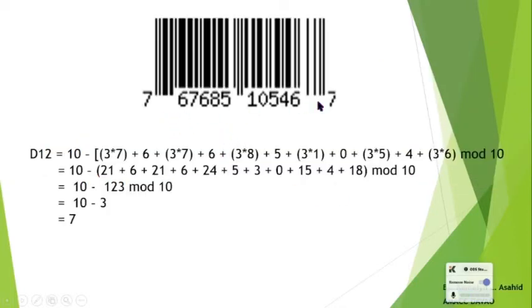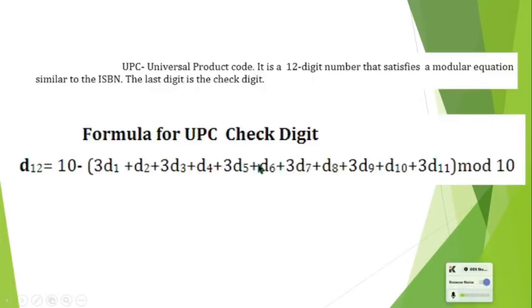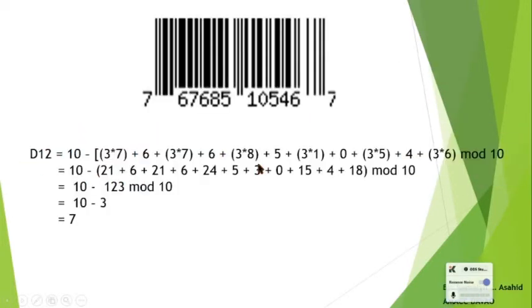Let's have this barcode. So if we want to check by UPC, so as you can see here, 10 minus 3 times 7, then alternate 6, then 3 times 7, then 6, and so on and so forth. Then, i-add mo lang yung mga results. So 21 plus 6 plus 21 plus 6 plus 24 plus 5 plus 3 plus 0 plus 15 plus 4 plus 18 mod 10. So that is 10 minus 123 mod 10.